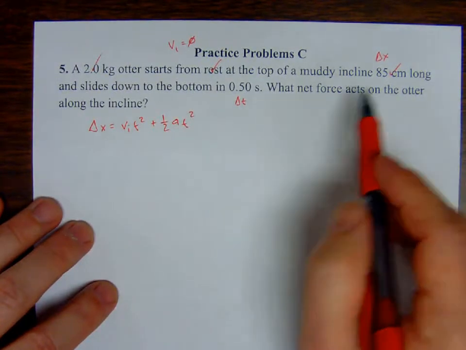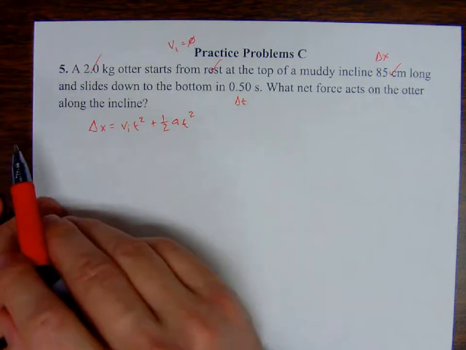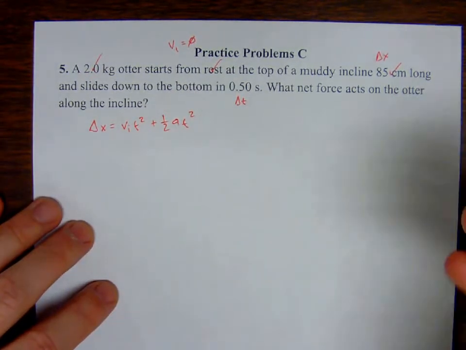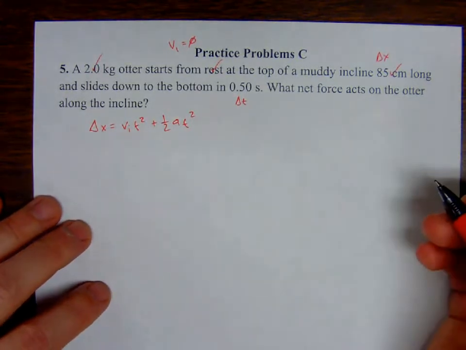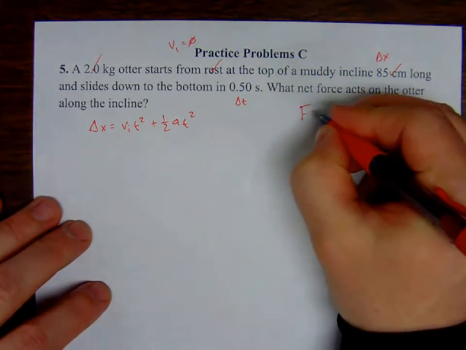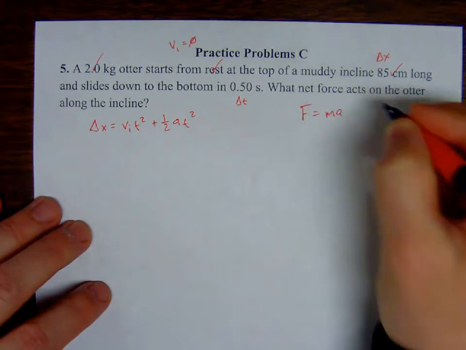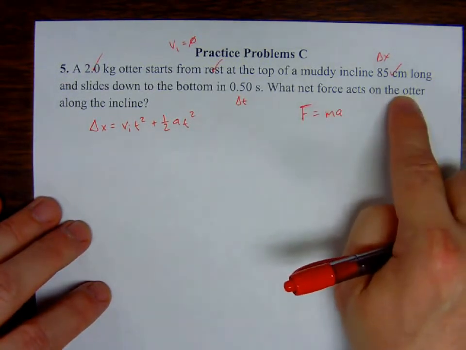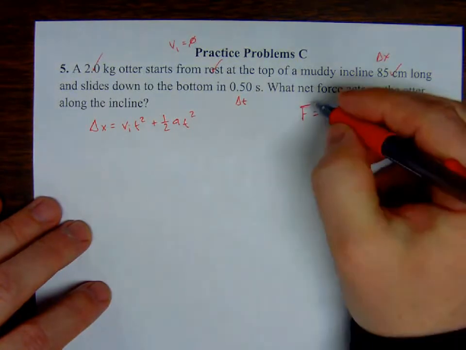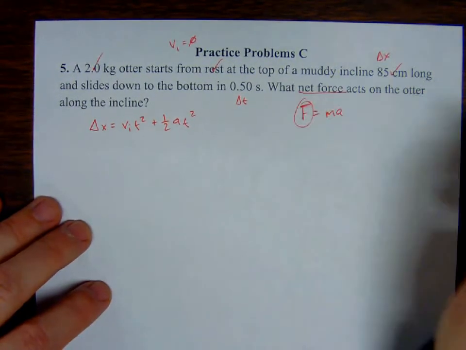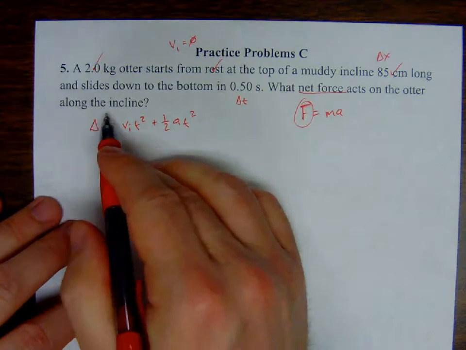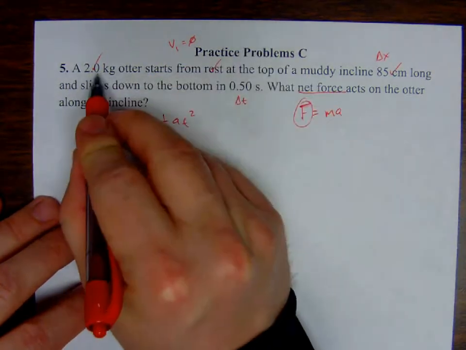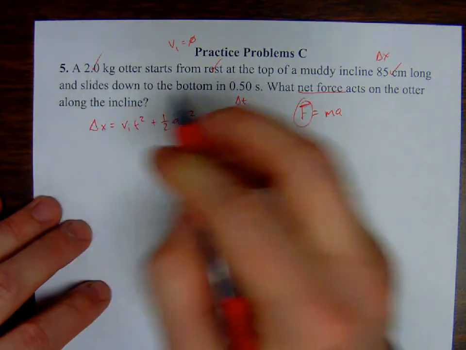Net force. So here in chapter 4, specifically sample problem C, we're looking at problems that use the mathematical expression of Newton's second law, F equals ma. And you can see from this last part of the question, what net force? Solve for F. Acts on the otter on the incline. Well, the otter has a mass of 2.0 kilograms. So we're being asked to solve for force here.